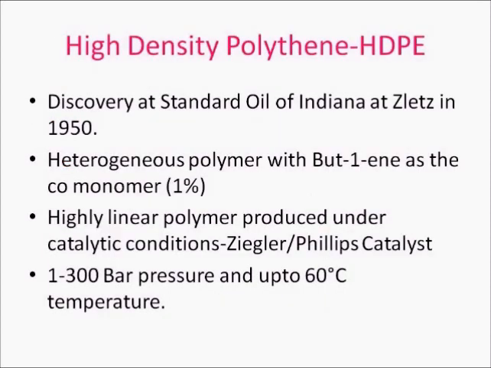Next polythene is high-density polythene, that is HDPE. It was discovered at Standard Oil of Indiana by Zletz. It is a heterogeneous polymer with 1-butene as comonomer along with ethene. For obtaining highly linear polymer, Ziegler or Phillips catalyst is used. Operating conditions are 1 to 300 bar pressure and up to 60 C temperature.